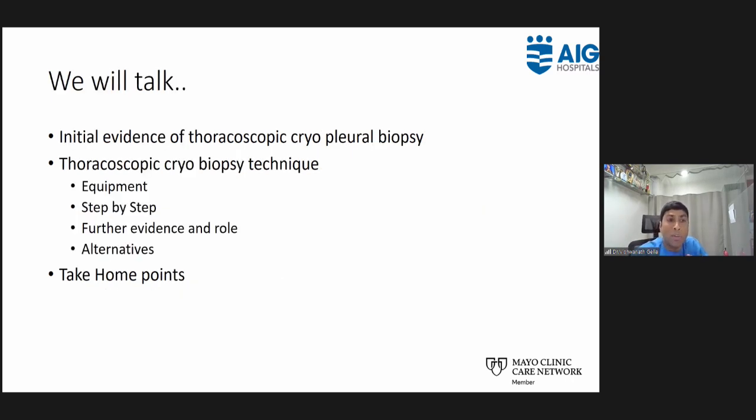So today in our talk, we'll talk a little bit about the initial evidence for the thoracoscopic cryopleural biopsy, how it came into existence, and then the thoracoscopic cryobiopsy technique, what equipment is needed, and a bit about the procedure step by step, and further evidence and role, whether we have to use it in all patients or where we use it.